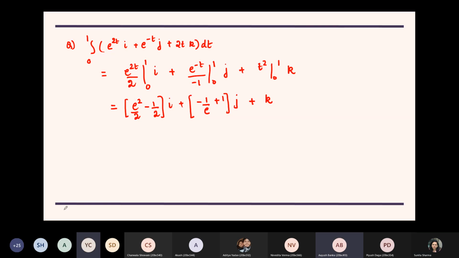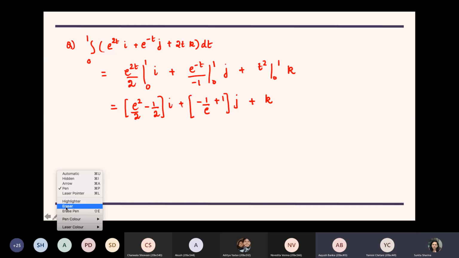Ma'am, it will be plus 1 only. Yes, because you have another... Ma'am, it is minus. Correct. Yes, upper limit minus lower limit. So just make a correction or a change in your answer in case you have the book right now.